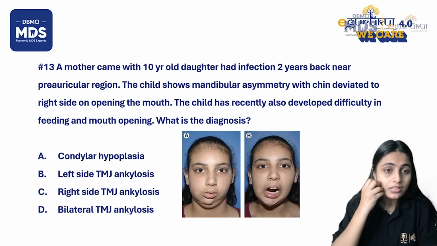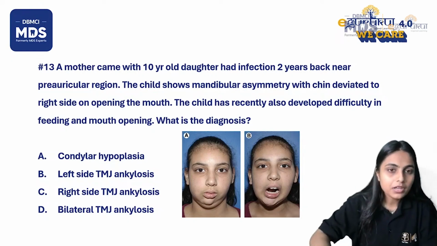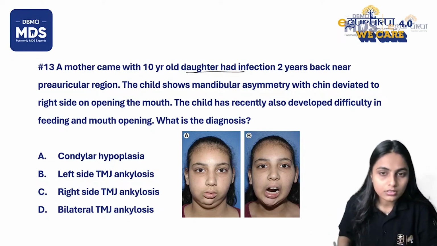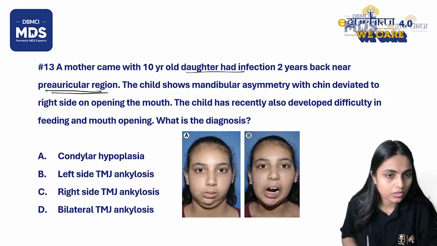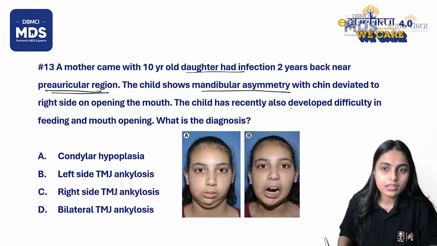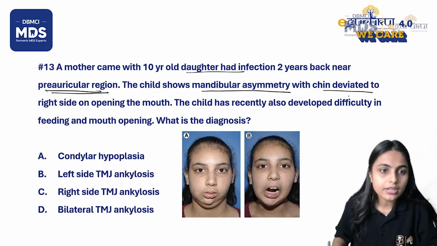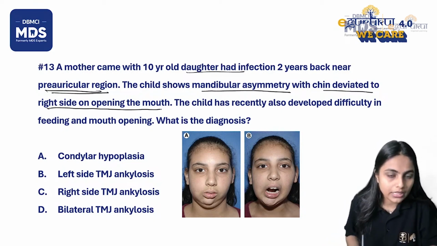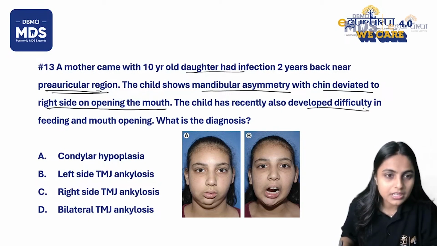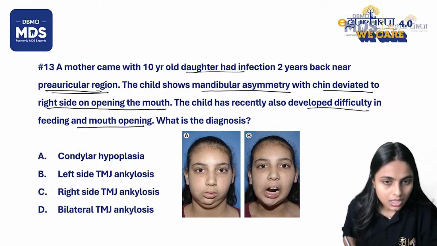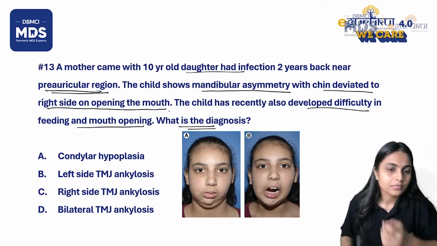Moving on further, question 13. A mother came with a 10 year old daughter who had an infection 2 years back near the preauricular region. A child shows mandibular asymmetry with chin deviated to the right side on opening the mouth. The child has recently developed difficulty in feeding and mouth opening. What is the diagnosis?